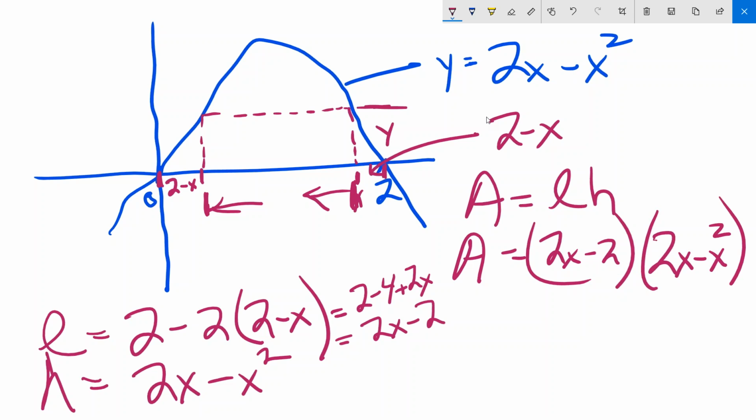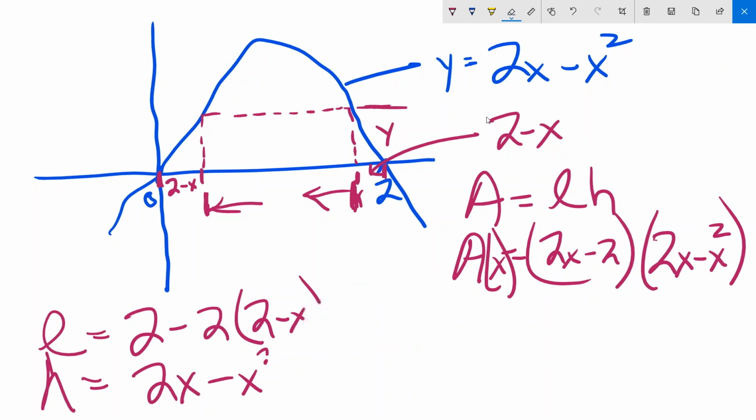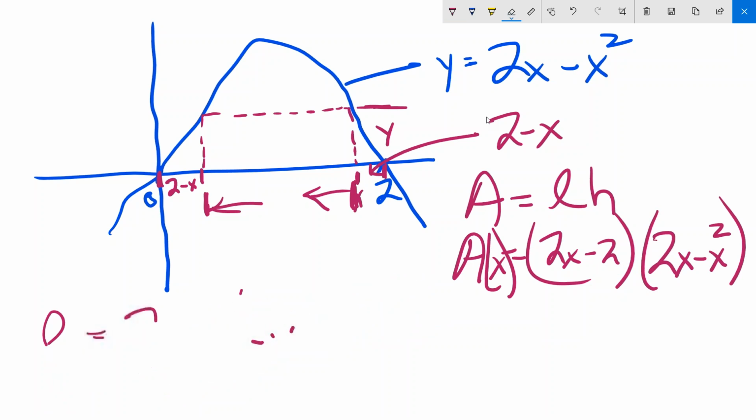So now I can say that's the area function as a function of x. Now what do we need to do next to maximize the area of that rectangle? Wait, do we find the first derivative of it? Yeah, but we can make it a little bit easier if we multiply these two things together.